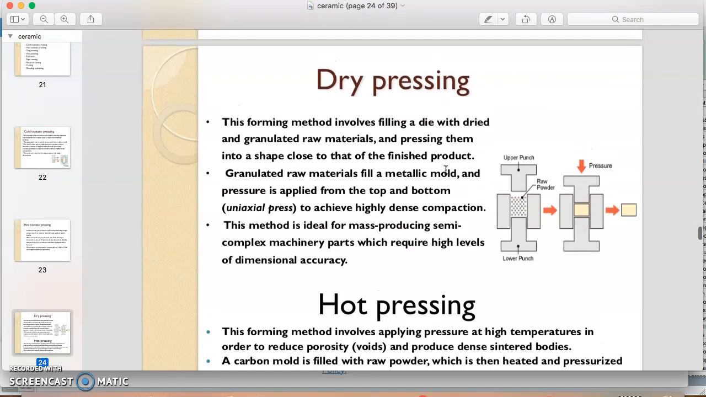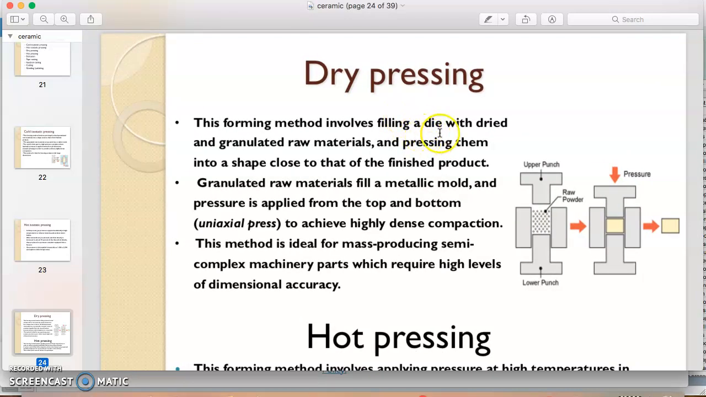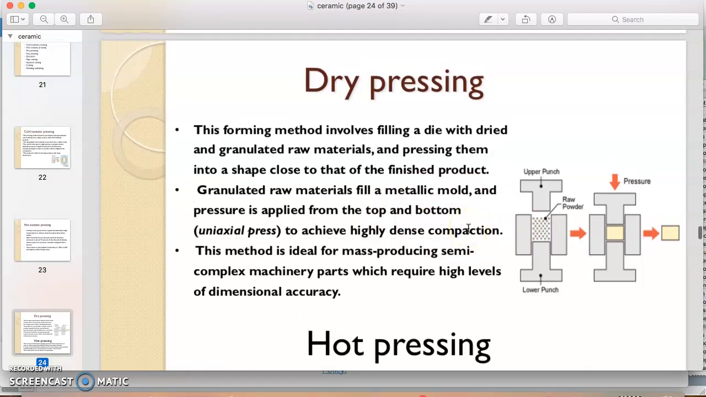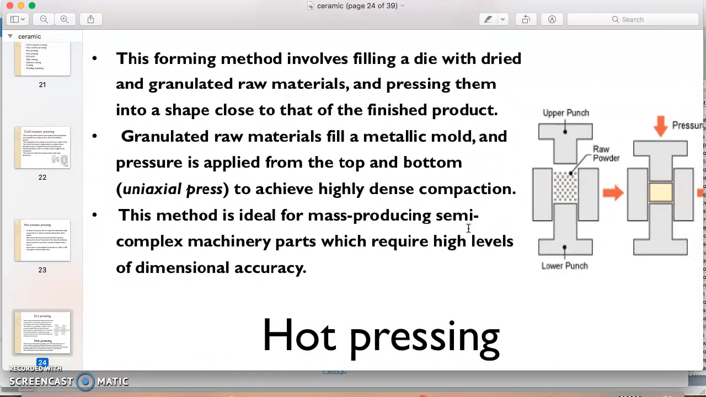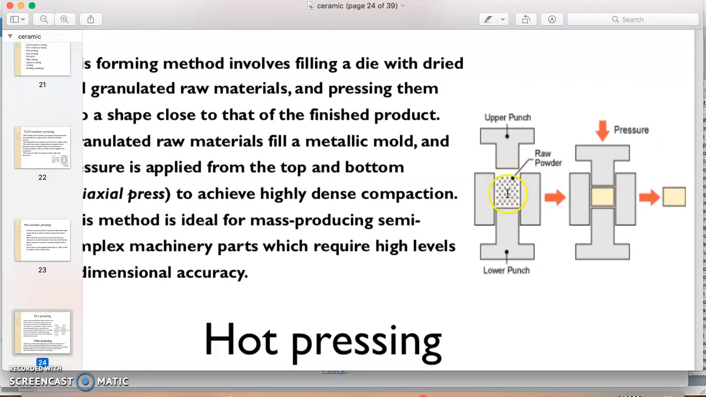The dry press is a normal forming method. It involves filling a die with a dry and granulated raw material and pressing it into a shape close to that of the final product. Okay, so we can see from this figure, the raw material is placed between the die, lower and upper punch, and then we press, the upper punch goes down and presses the raw material in between.